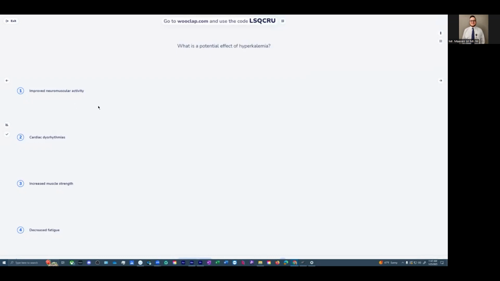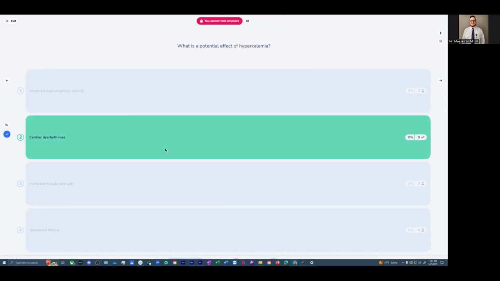So, what is a potential effect of hyperkalemia? If you answered number two, you're correct. That's the most important thing you have to take away. That's the need-to-know from potassium. High or low, you're thinking cardiac issues, and high is a little bit more risk of severe cardiac arrhythmias.